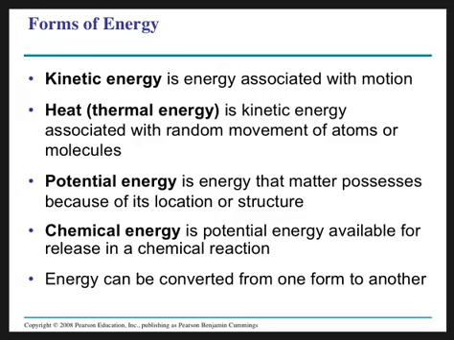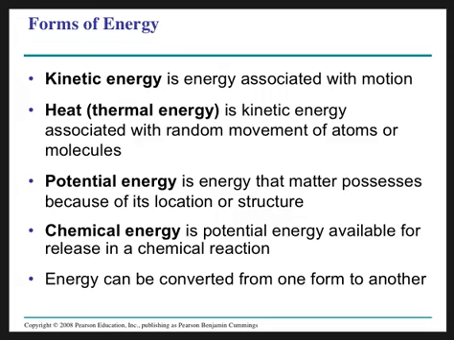Back up to the second bullet. Heat. Heat is thermal energy. So it's a form of kinetic energy. It's thermal energy, and it's the kinetic energy that gets associated with the random movement of atoms or molecules. We talked about atoms and molecules moving randomly when we talked about diffusion. So we're going to get kinetic energy from that process.